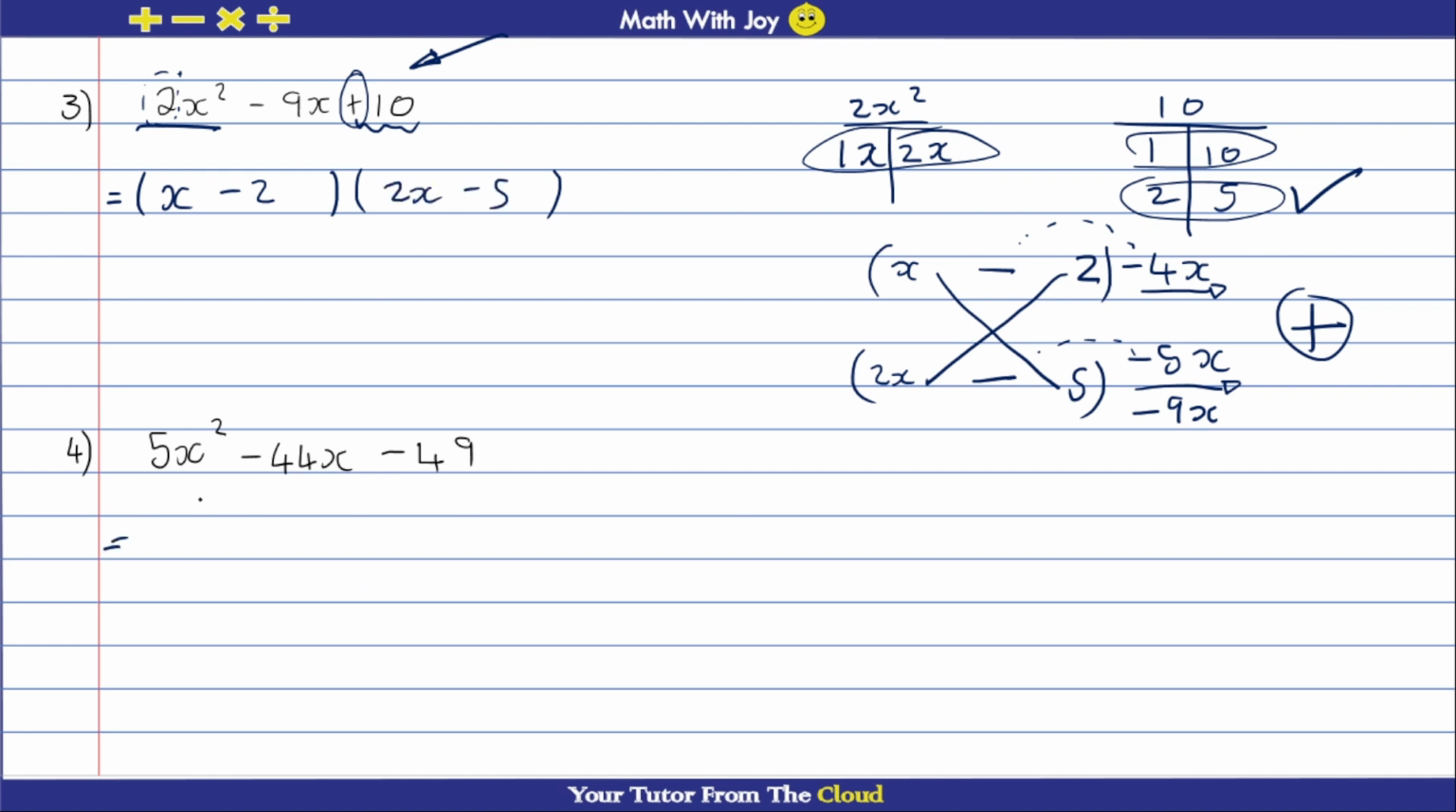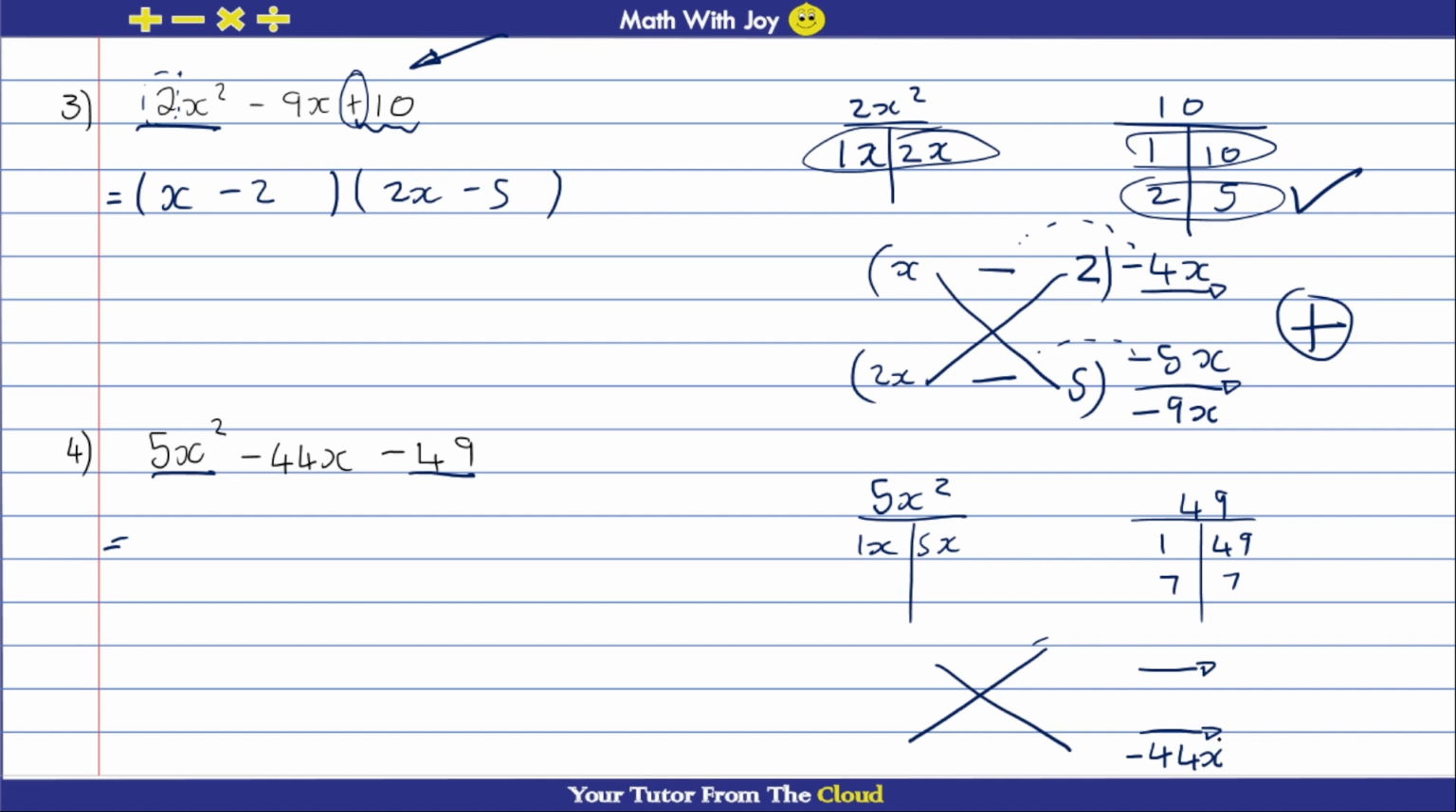Let's try this one over here. Again, I have a coefficient that is not 1. So I'll take this term and find their factors. So I have 5x squared, and I find the factors, which is 1x and 5x. Then the factors of 49, I have 1 times 49, I have 7 times 7. All right, so then I want to cross multiply them so that I get the middle term. So I will get some answers there that will ultimately give us negative 44x.